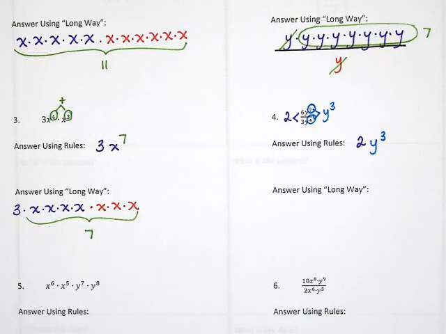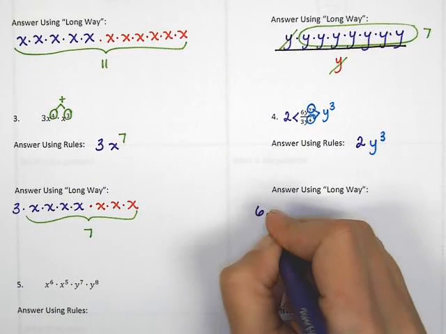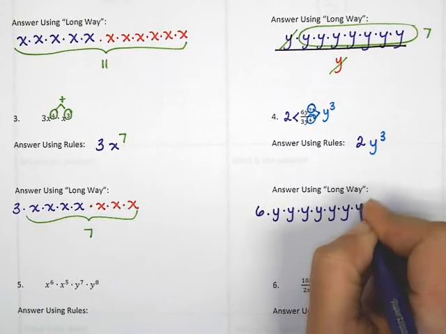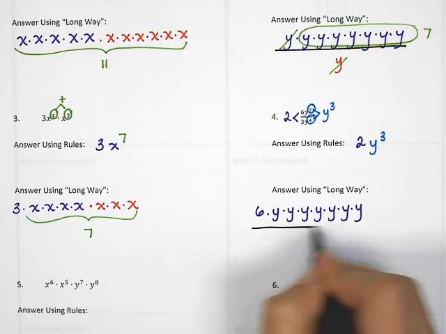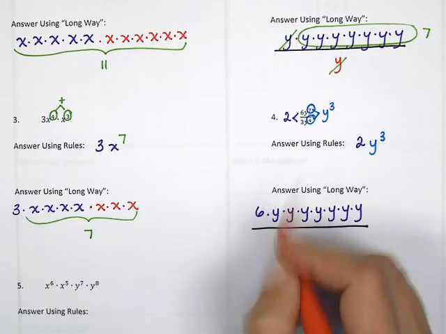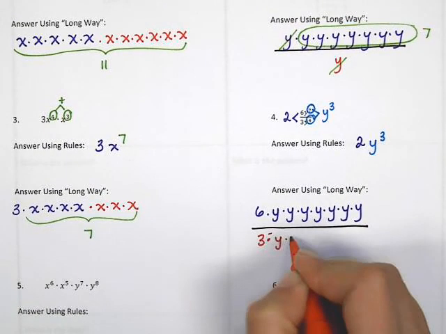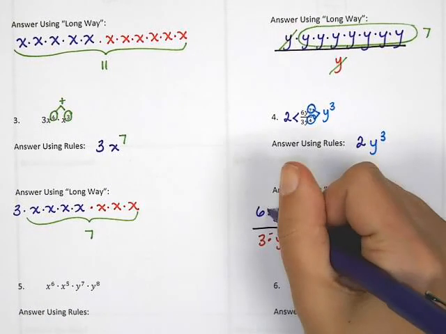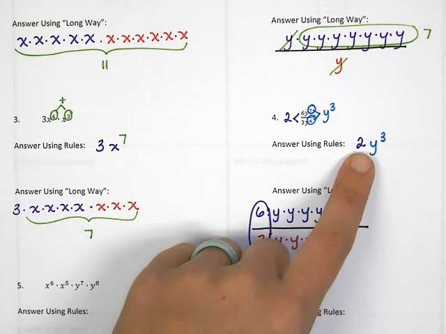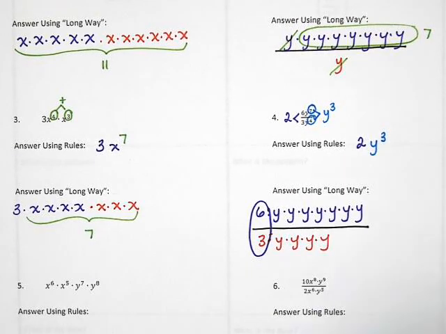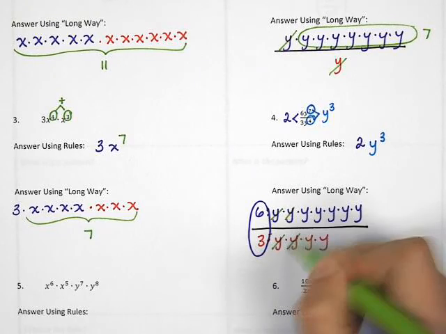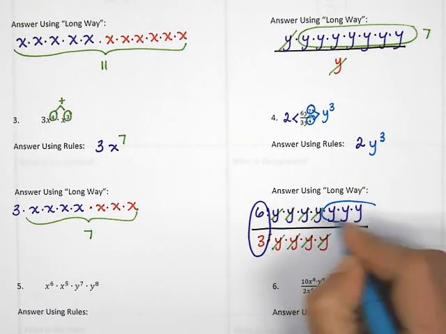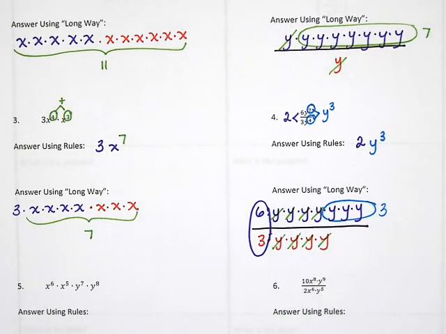Now if I want to write this out the long way, I could write 6 times y times y times y times y times y times y times y divided by 3 times y times y times y times y. And then I would see the 6 and the 3 divide, and they make 2. That's where that 2 came from. A bunch of the y's cancel. So 1, 2, 3, 4 of them, which means I only have 3 y's left, which is where that y to the 3rd came from.